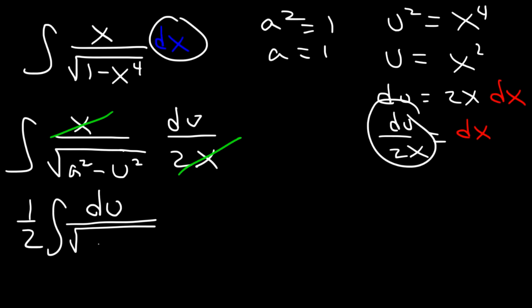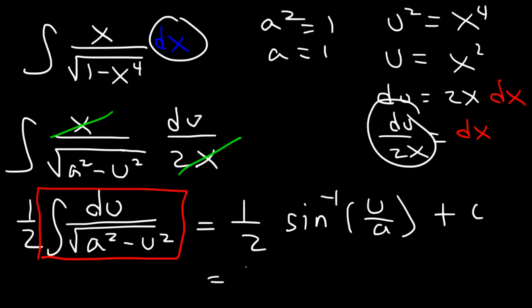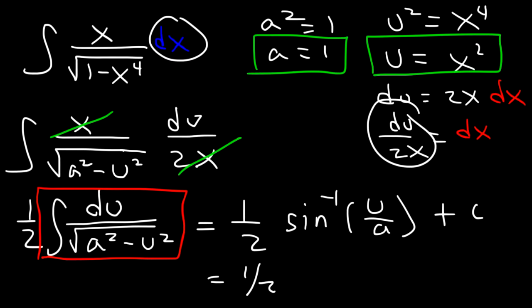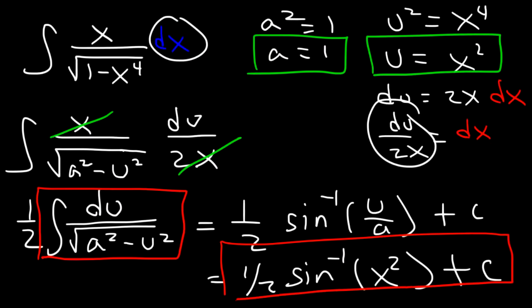divided by the square root of a squared minus u squared, which we know this formula to be arcsine. So this is equal to 1/2 arcsine u over a plus c. Now let's replace u and a. So u is equal to x squared, and a is 1. So x squared over 1 is just x squared. And so here's the final answer. 1/2 arcsine x squared plus c.